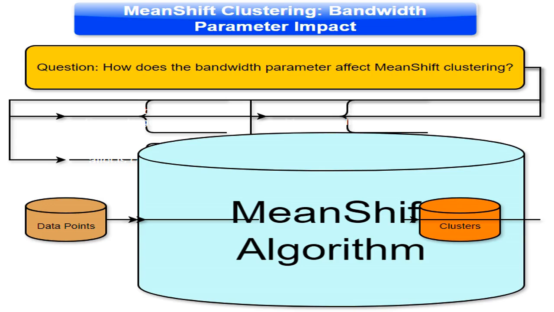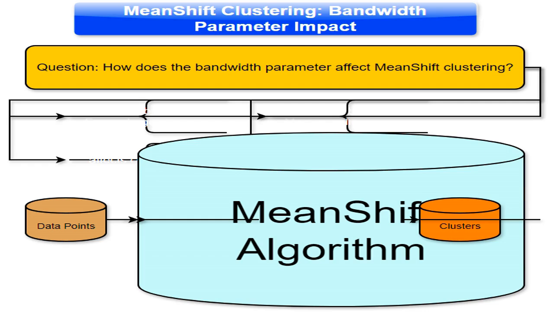This is a clustering algorithm in machine learning. It uses a kernel density estimation to find clusters in data. The algorithm iteratively moves data points toward regions of higher density until convergence, resulting in the identification of cluster centers. The bandwidth parameter plays a significant role in the algorithm's performance and the resulting number of clusters.